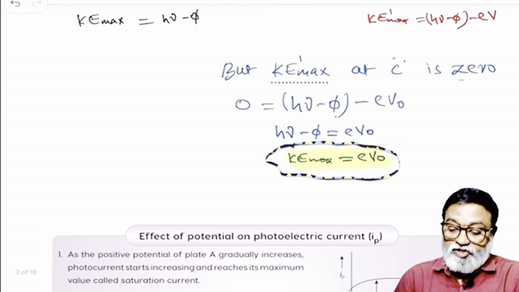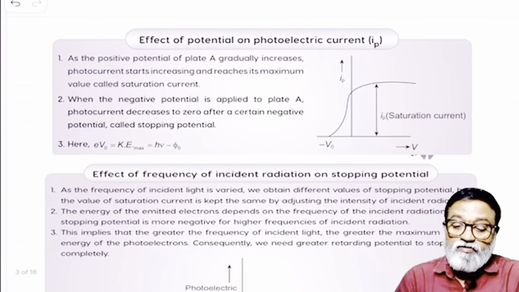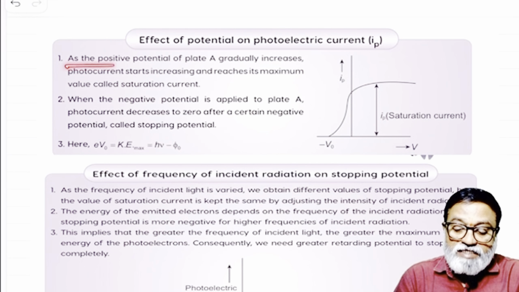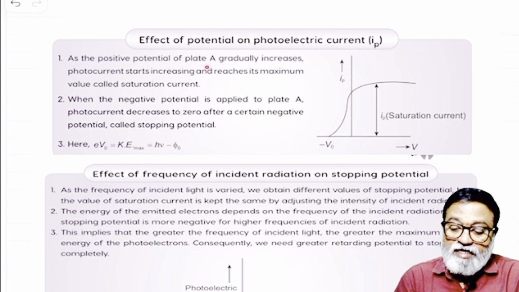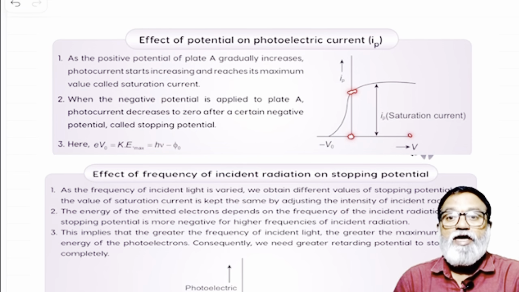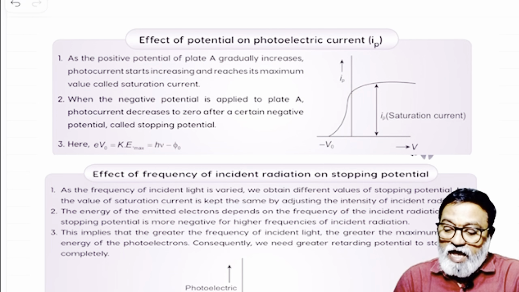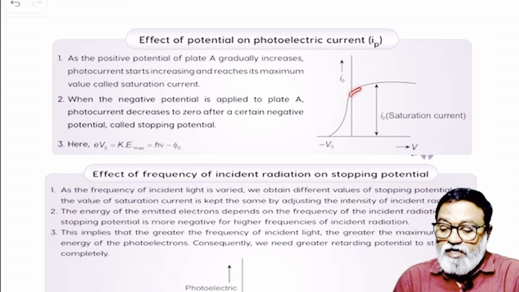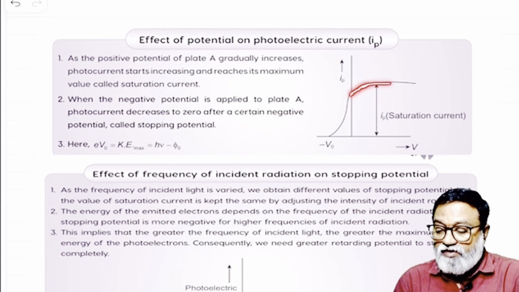This is the experimental study. Here, the effect of potential on photoelectric current. As the positive potential of plate A gradually increases, the photocurrent starts increasing and reaches a maximum value called the saturation current. See here, even when the potential is 0, the current starts from here, and that is due to the maximum kinetic energy electrons. As the potential increases, the current increases, and after that it becomes constant.